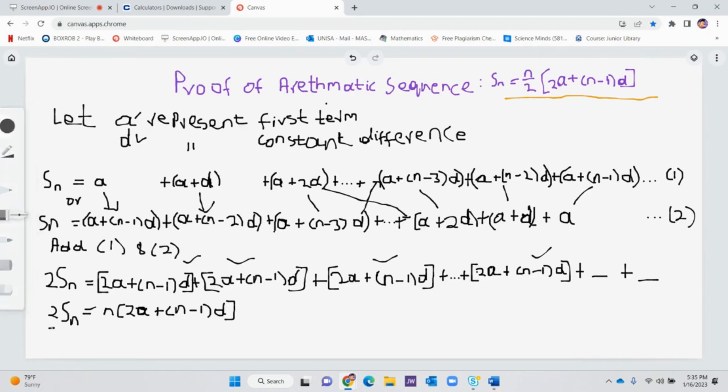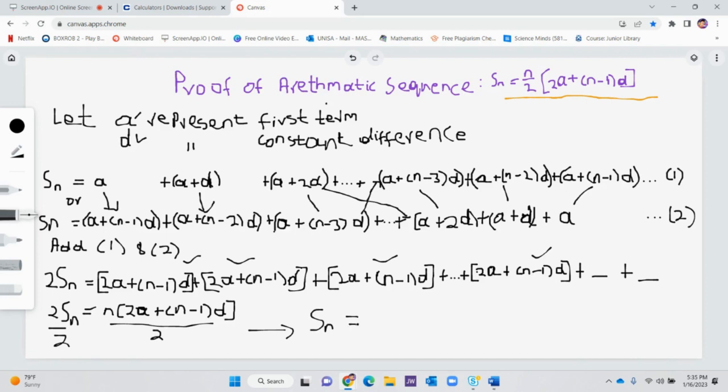Then we're going to divide both sides by 2 so as to make Sn the subject of the formula. This then means that Sn is equal to n over 2 into 2a plus (n minus 1) into d.